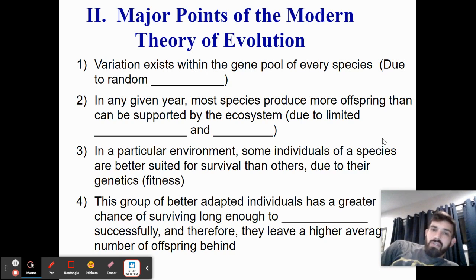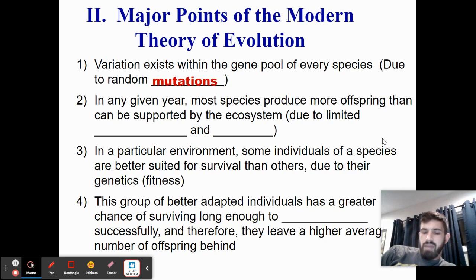Number one, variation exists within the gene pool of every species because of random mutations. We haven't really covered mutations yet in class. However, we will. To give you a little short synopsis, though, a mutation is a change in your genes, and it's random and it's accidental. It's not supposed to happen; it just does. But it's a good thing that it does. Without random mutations, species would not evolve over time. And we're going to go over that as a whole lesson one day.